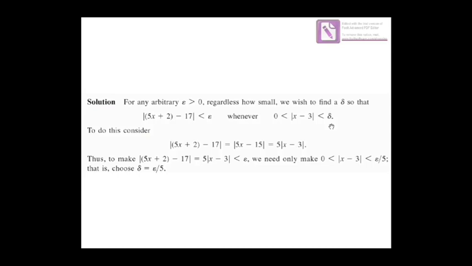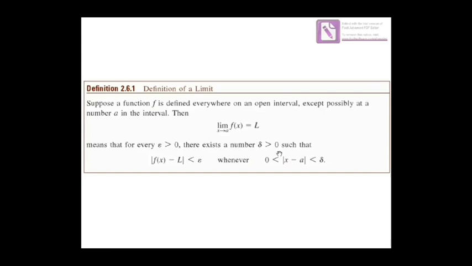This one is 5x plus 2, it is fx, this one it is 17, so L. So for any epsilon greater than 0, we wish to find a delta greater than 0, such that absolute value of fx minus L less than epsilon whenever absolute value of x minus a less than delta. So we use this definition. Epsilon is greater than 0, delta greater than 0. We'll take absolute value of fx minus L less than epsilon.